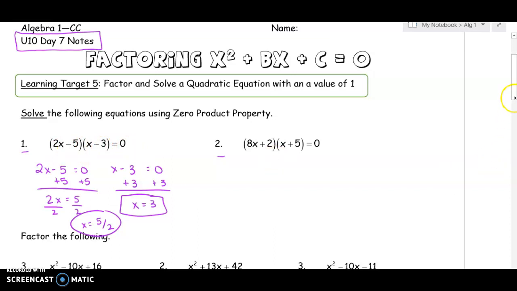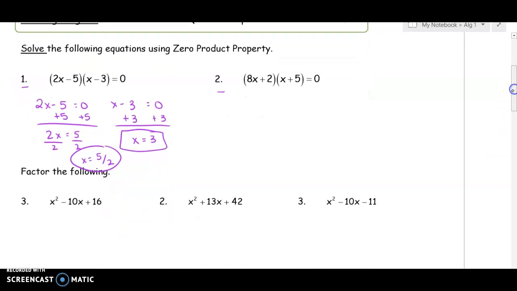And then same goes with number 2. Just set each of those pieces equal to 0. I'm not going to finish it, but you would just do 8x plus 2 equals 0 and x plus 5 equals 0. Solve and you'll be all set. Let's get to these ones.